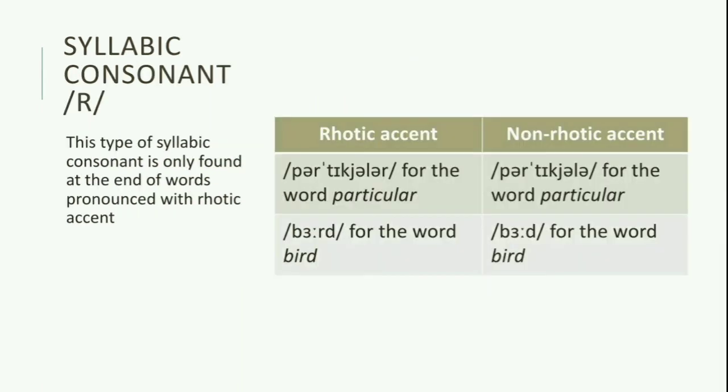The last one is about syllabic consonant r. This type of syllabic consonant is only found at the end of words pronounced with a rhotic accent. For example, we can see in the table, in a rhotic accent for the word particular, in the phonetic transcription, we can see the syllabic consonant r at the end of the phonetic transcription, but when we see the non-rhotic accent, there is no syllabic consonant r at the end. It also happens in the word bird. In a rhotic accent, we can see the syllabic consonant in the middle of the phonetic transcription, but in the non-rhotic accent, we cannot see the syllabic consonant in the middle of the phonetic transcription.